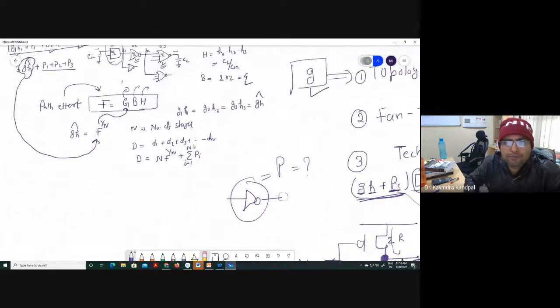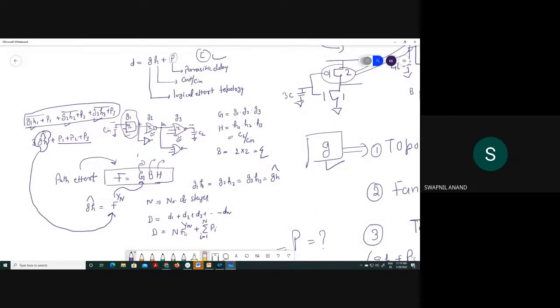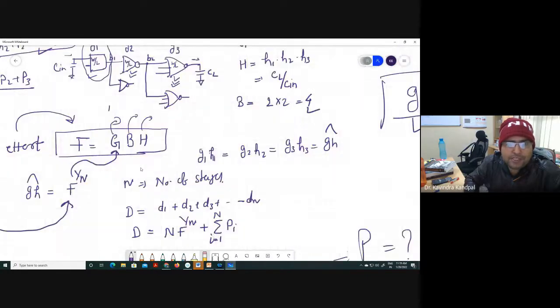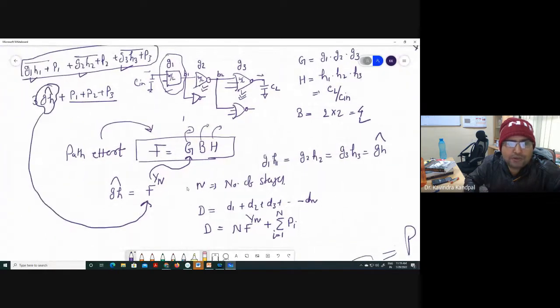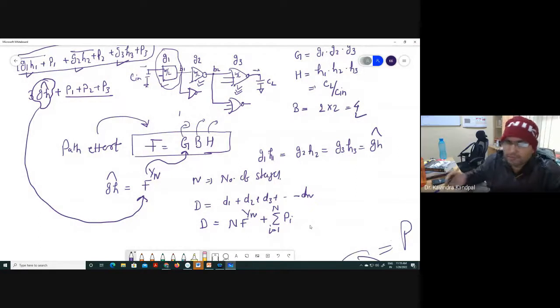The things were perfectly fine, and you also got to know that delay was minimum. The delay was minimum when G1H1 is equal to G2H2 equal to G3H3, and the minimum delay was n times f to the power 1 by n plus summation of all the parasitic delay. Here the number of stages n is the number of logic gates. For example, you can say this is one logic gate, another logic gate, another logic gate. You're getting my point?